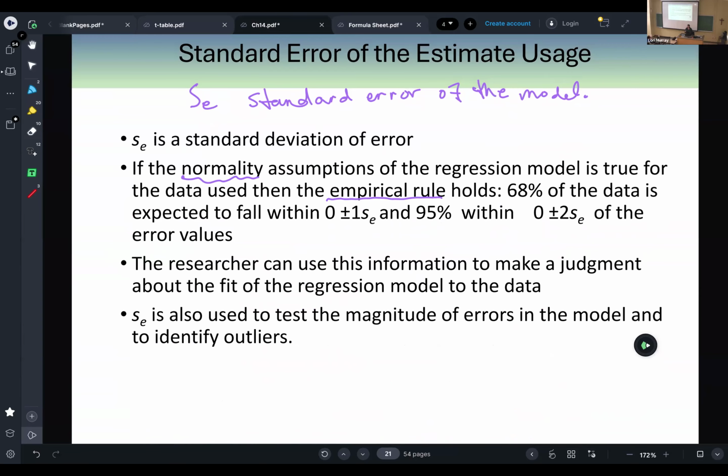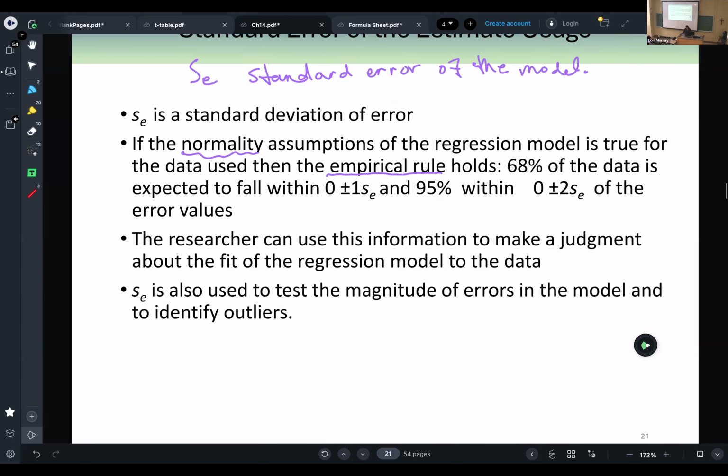Right, so we use this information, the standard error of the model, just to make a judgment about the fit. The higher the standard error, the more variability and less precision. The smaller the standard error of the model, the more precise it is. Less error is good, right? You want a small standard error. So we don't just look at R squared, we also look at this value too, the standard error of the model.